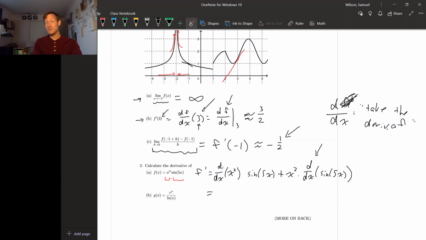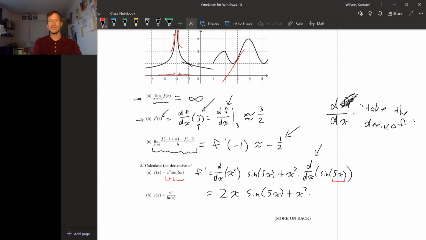Of course, we actually need to evaluate this derivative. So the derivative of x squared is 2x using the power rule, times sine 5x, plus x squared times, and now the sine of 5x, sine 5x has an inside and an outside.